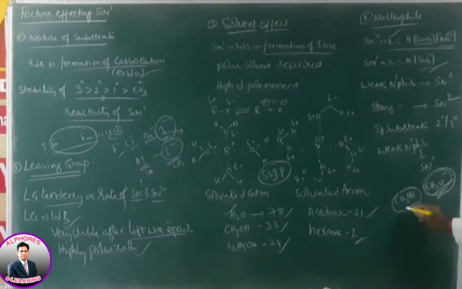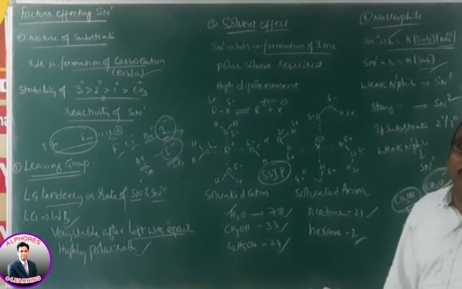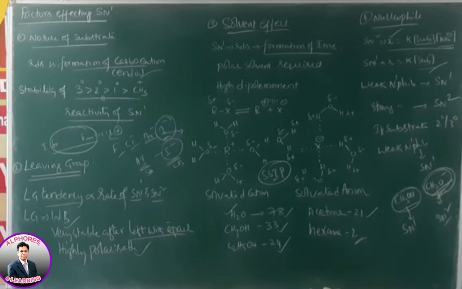So, what I said: CH3OH is a weak nucleophile. Being a weak nucleophile, you are not supposed to expect any SN2 product. It promotes only SN1 product. And CH3O minus is a strong nucleophile and also a strong base, so it promotes SN2. If you try to get an SN1 product, you are not supposed to get any SN1 product. Instead of that, you are going to get elimination products. Keep that in your mind.